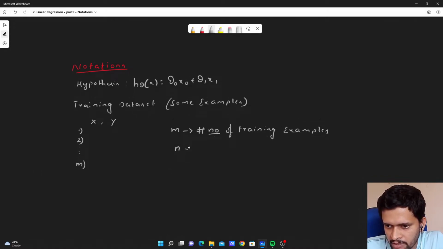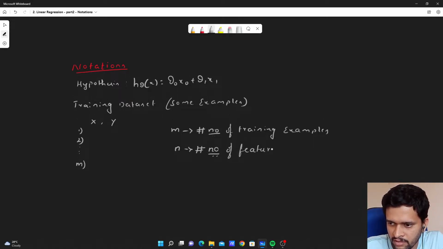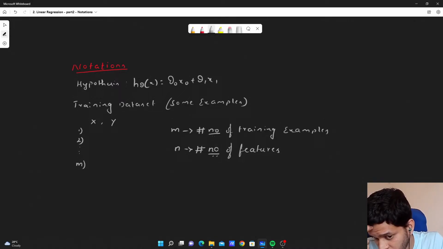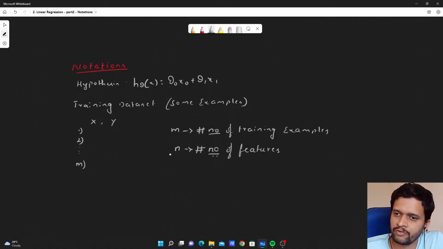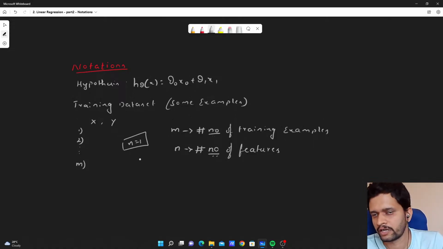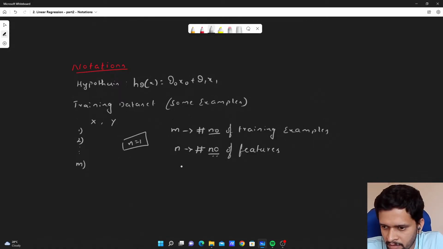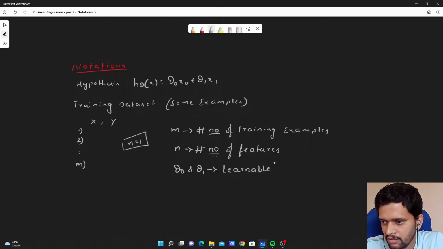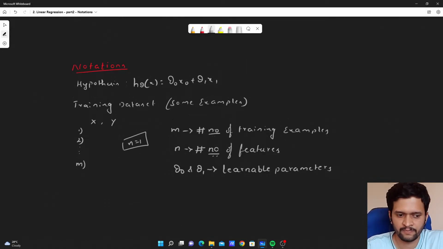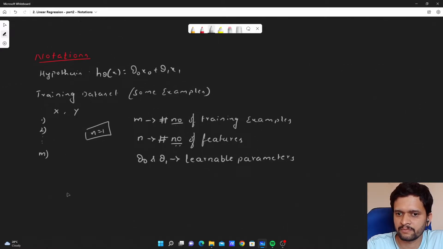Now we have something called as n. This denotes the number of features, right? So when I say features, you can also think of it as a independent variable. Okay, in case of univariate linear regression, n will be equal to 1, correct? That's the reason we are calling it as univariate, only one variable. Now this theta 0 and theta 1 are called as our learnable parameters, right? These are our learnable parameters.